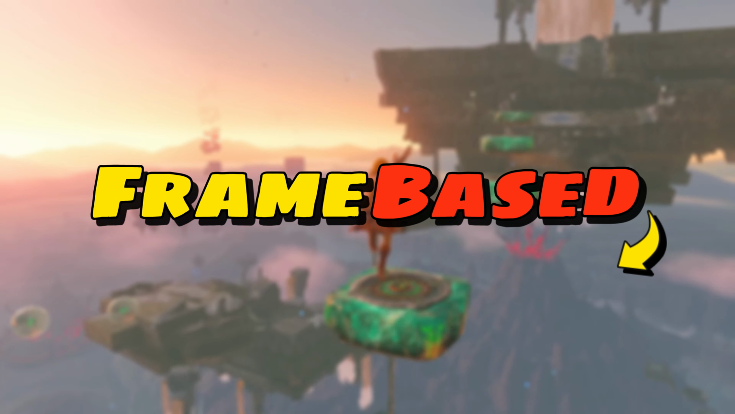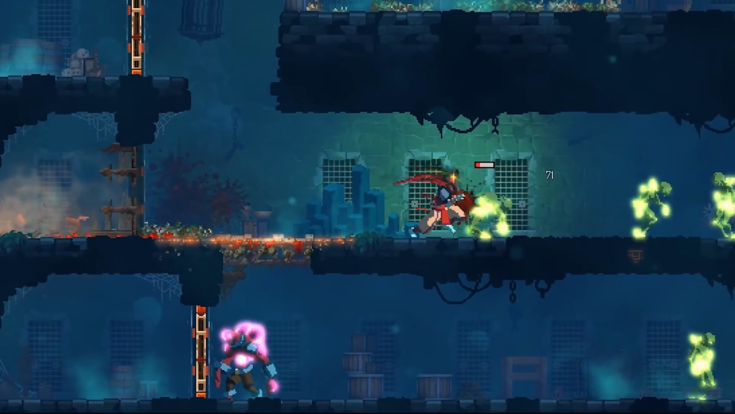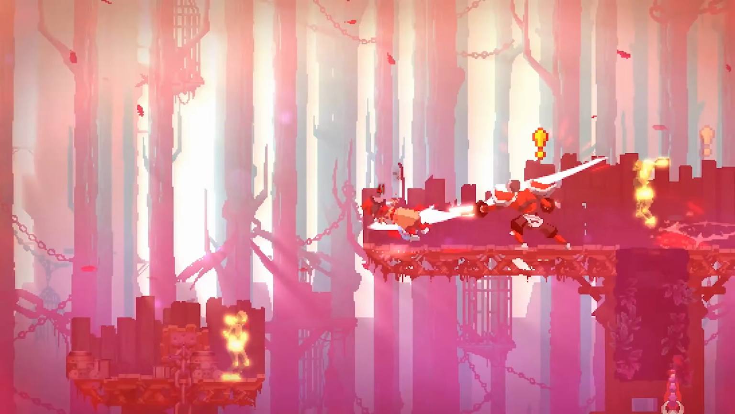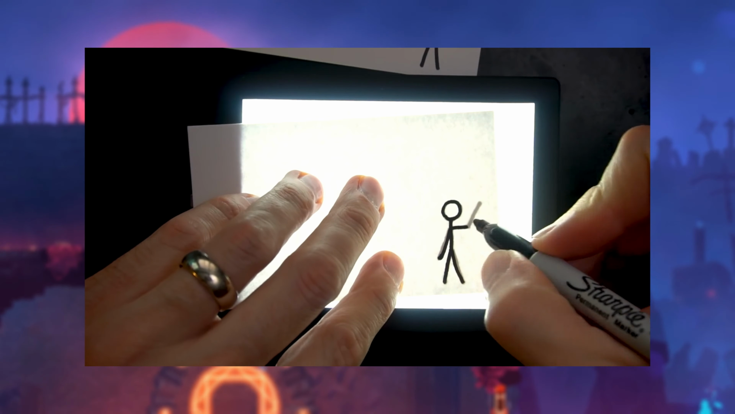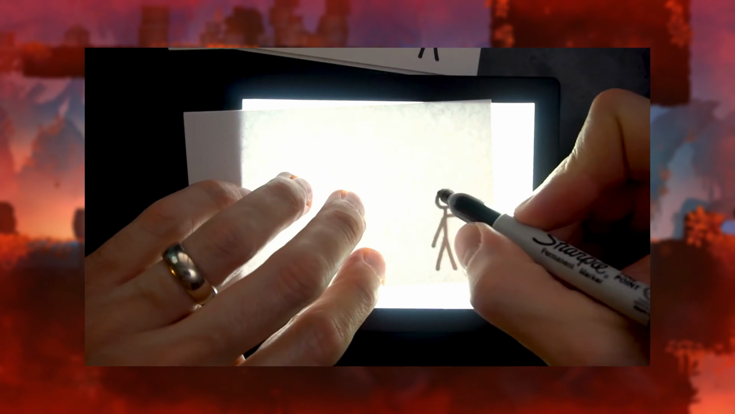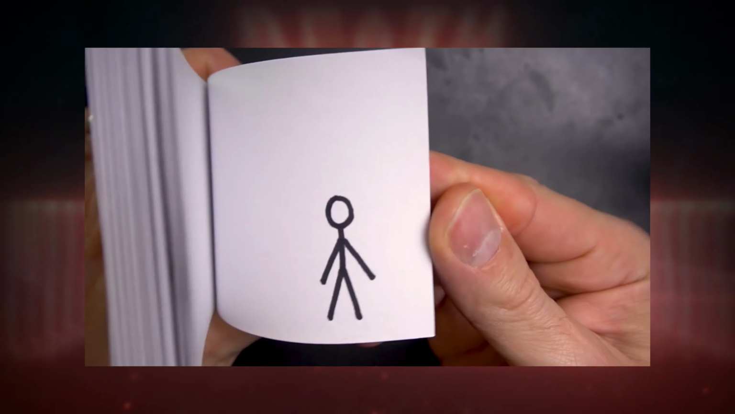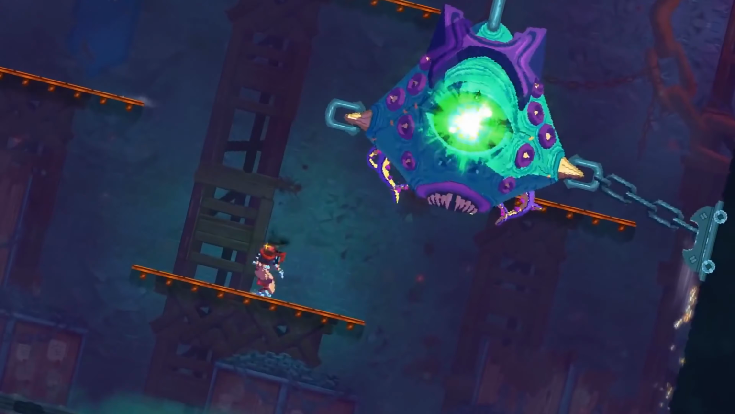Frame-based animation. This technique is usually used in 2D games where each frame of animation is hand-drawn. It requires high artistic skill, as each frame must be precise. However, the results can be awesome. There are some flaws in this technique, though.